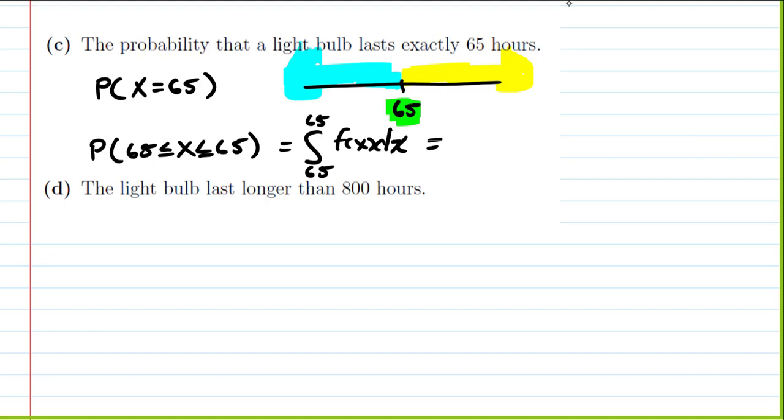Well, what's the value of that integral going to be, no matter what f is? 0, right? Because the width of our interval is 0. Doesn't matter what f is. So the probability that the light bulb lasts exactly 65 hours is 0.